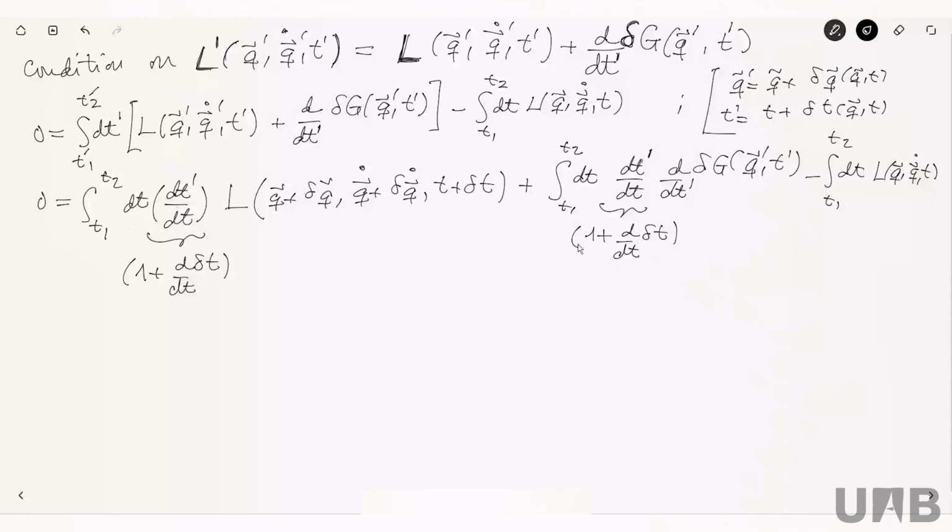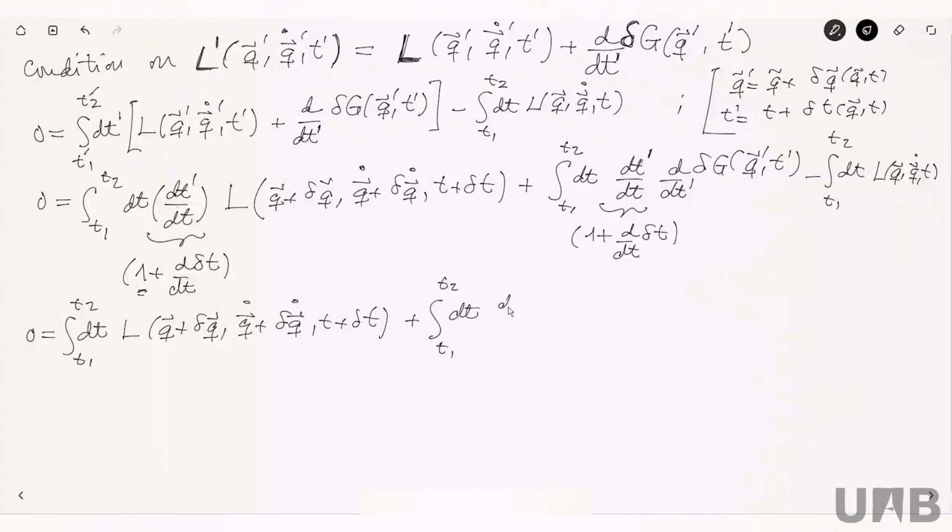Good. Okay, so this means that 0 equals integral dt from t1 to t2. I pick first the 1, so that's L of q plus delta q, q dot plus delta q dot, and t plus delta t. Now I pick the other term with the derivative, so that's the integral dt from t1 to t2 of the derivative with respect to time of delta t times the Lagrangian.